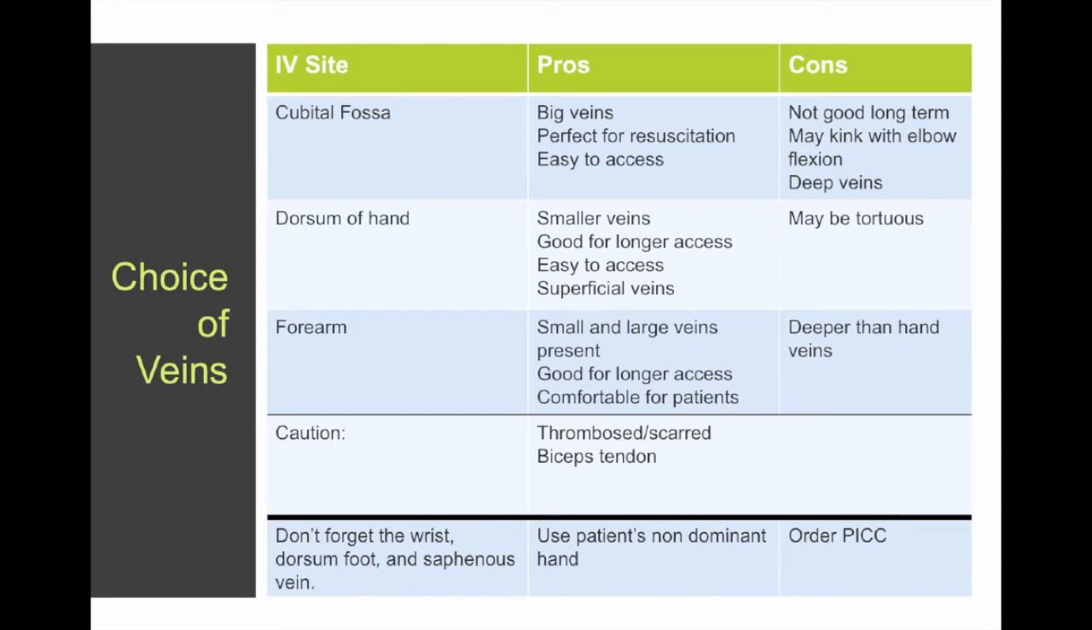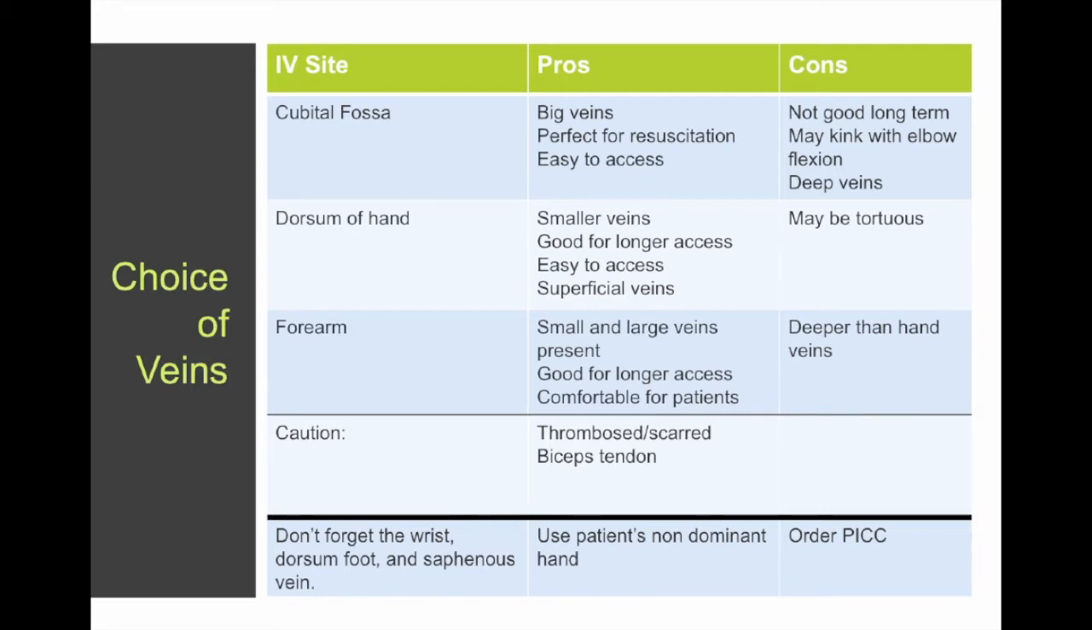Just remember that a few structures do feel like venous structures. These can be thrombosed or scarred veins, which you just won't be able to access, and the biceps tendon that occurs in the cubital fossa as well. And also, as an anaesthetist, sometimes we have to gain vascular access in the most odd situations. So in the anaesthetic context, we will use the wrist occasionally, the dorsum of the foot, and the saphenous vein as well. So just remember that there's lots of areas that you can access the vascular system in an emergency.